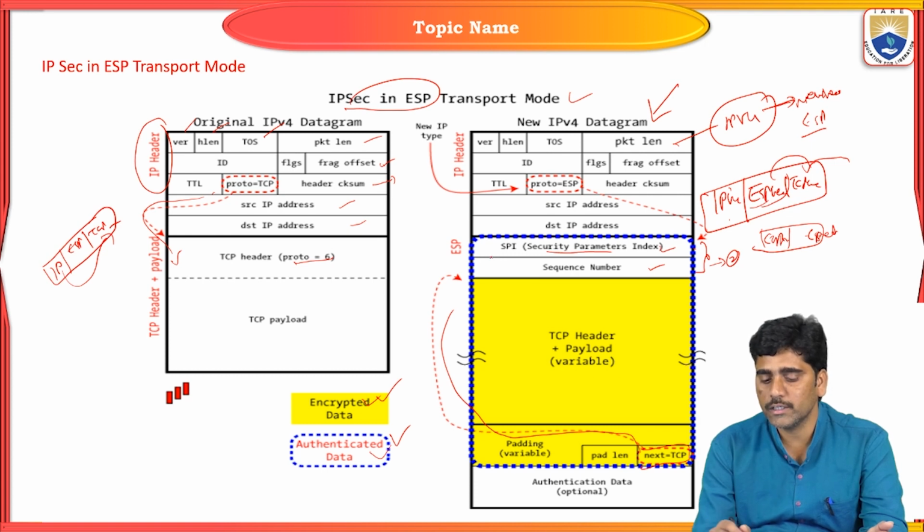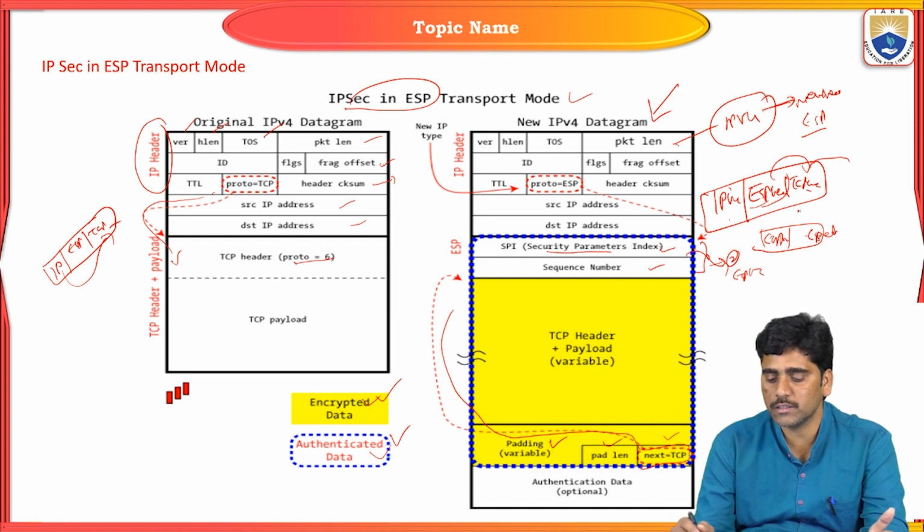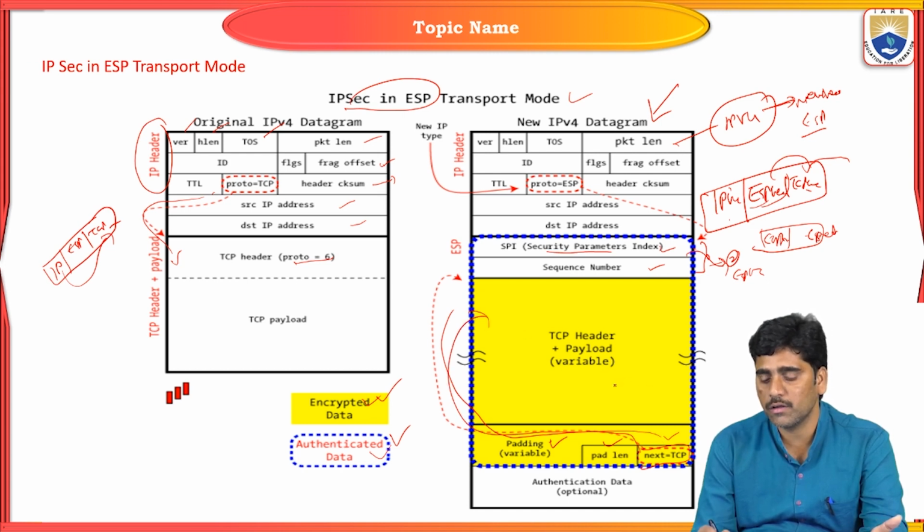But before that, the ESP packet also contains the ESP trailer. So what is in the ESP trailer? It has padding, pad length, and next header. That next header indicates what? A TCP header. So the TCP header plus TCP payload is available here. And next, the authentication data, which is optional.